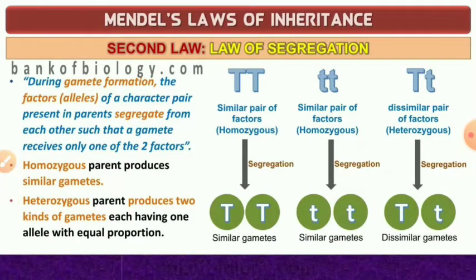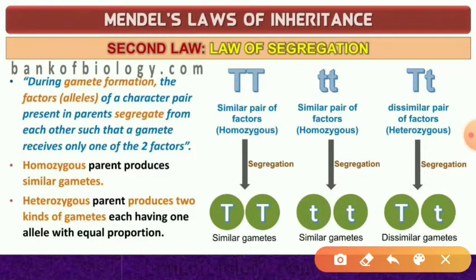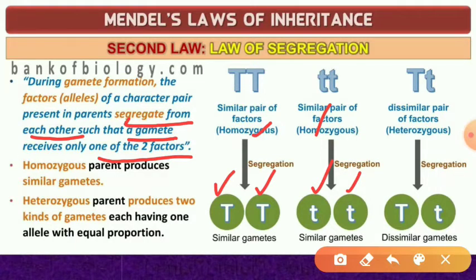During gamete formation, the factors of a character pair present in a parent segregate from each other such that the gamete receives only one of the two factors. During gametogenesis, the factors of a character pair segregate from each other. A gamete contains only one of the two factors. In the homozygous condition, all gametes are of similar type, but in the case of heterozygous, two dissimilar gametes are produced.